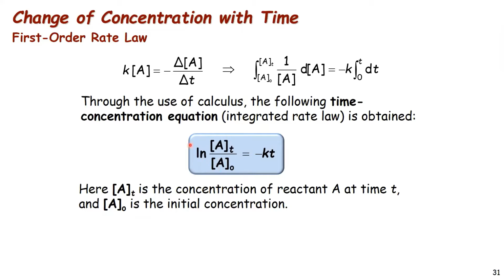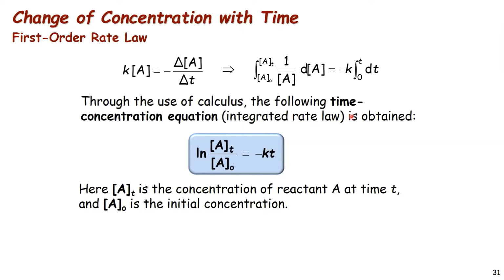So this could also be written as the ln of the concentration at time t minus the ln of the concentration at time 0. But again, that property of logs allows us to do that. So this is what we call the time concentration equation, because notice that it now relates time to concentration. So this would be the time concentration equation for a first order reaction. This is also called an integrated rate law.